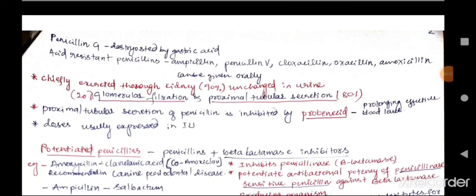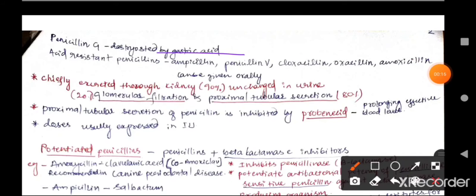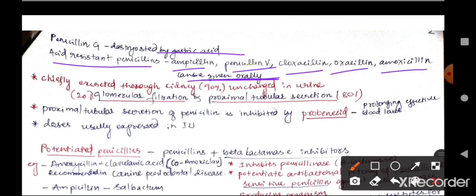Penicillin G cannot be given orally because this naturally occurring penicillin G is acid labile. Thereby it is destroyed by the gastric acid, which is secreted by the parietal cells of the GIT. Acid-resistant penicillins such as ampicillin, penicillin V, cloxacillin, oxacillin, and amoxicillin can be given orally.